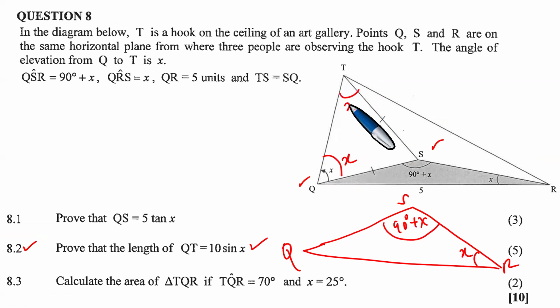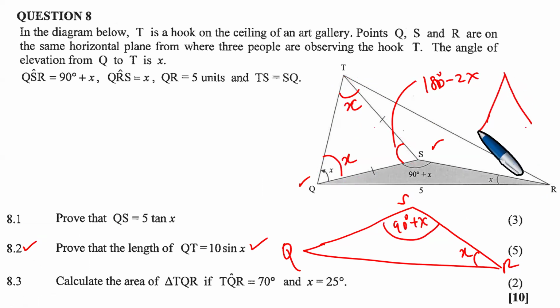X here, this one is also what? It's also X. So in the end, you can find this angle here. And this angle here is 180 degrees minus 2X, because this is X and X. Because this side is equal to this one, this angle is equal to this. In an isosceles triangle, two adjacent sides are equal, and the base angles become equal to each other.